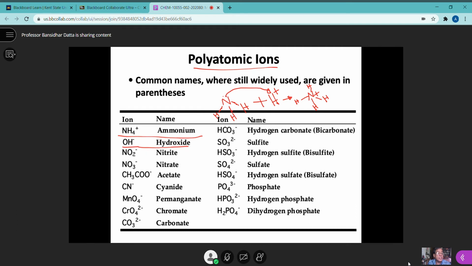Nitrous. So NO2 minus is called the nitrite ion, and it comes from nitrous acid, HNO2. HNO2 is called nitrous acid, nitrous. And if we take the proton off, 1 minus remaining. So that's the nitrite ion. The nitrite ion is very, very dangerous to us.